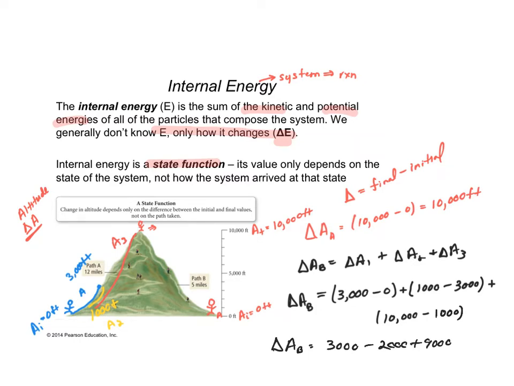What is the overall change in altitude for hiker B? It's the exact same thing. It's 10,000 feet, right? So this is what we mean by a state function. It does not depend on the path that he took, right? He could have gone up and down and up and down. All we care about is where you start and where you end, okay? Internal energy is also a state function. Its value is not going to depend on the path that it takes, only on its final and its initial states. Okay. All right, so that's it.